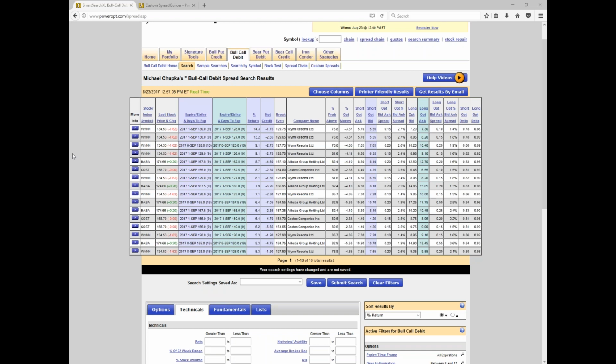Okay, let's see here. Aman says, simple question here, I'll send it to the chat and everyone. Aman says, how can I obtain the Power Option platform and screening tools that you were using?